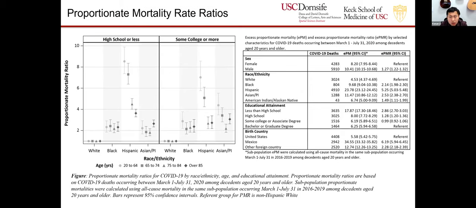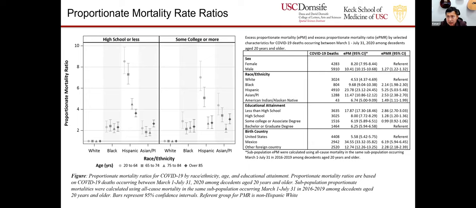I would like to show you a few more results in terms of stratifying the mortality rate by other demographic variables. For example, if we use the educational level as a stratifying variable, we can see that the cohort with high school or less educational level has more risk than the cohort with some college or more. And we can also look at the excess proportionate mortality, which gave us a longitudinal hint about what was happening during last year. So we do have excess proportionate mortality within each subpopulation.